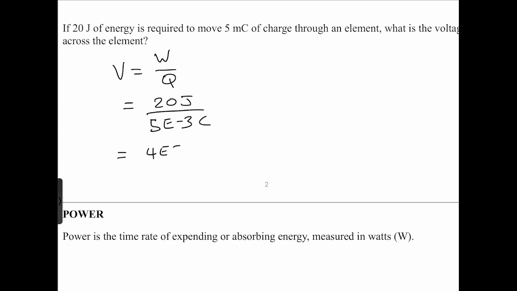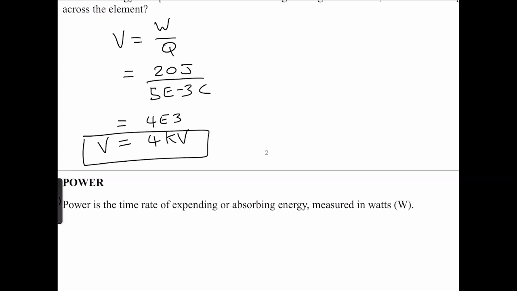Moving the millis up top, it becomes 10 to the positive 3, and that will be in volts. So 4 kilovolts. So the voltage across the element, if we have 20 joules of energy that is required to move 5 millicoulombs of charge through an element, is 4 kilovolts.